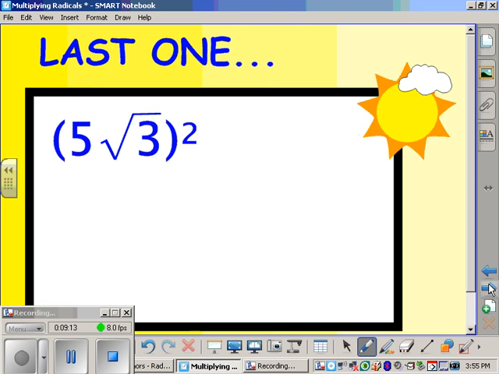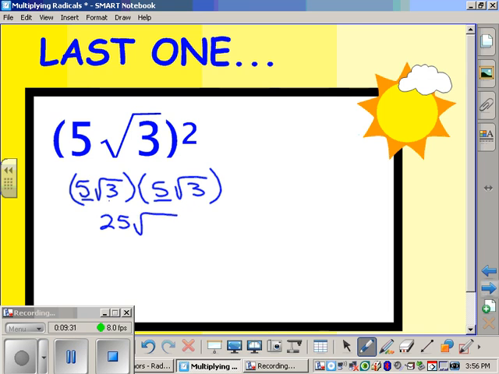The last problem is similar to the previous one. Again, 5 radical 3 squared just means that 5 radical 3 is going to be multiplied by itself. So multiply the outside numbers and multiply the inside numbers. Then take the square root of 9, which is a perfect square, and drop down the 25. And then to finish, we need to multiply 25 times 3 to get a final answer of 75.